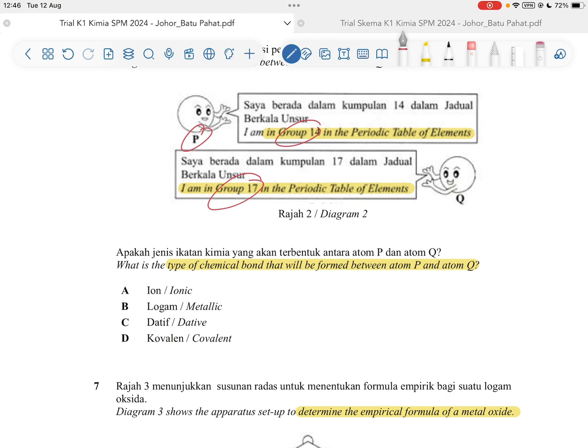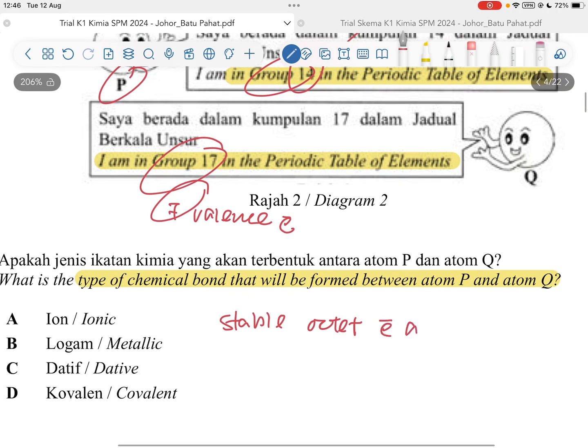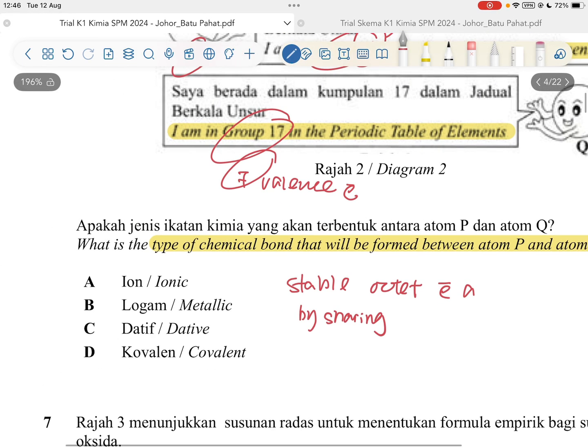So let us look at the electron arrangement first. We know that group 14 has 4 valence electrons, while group 17 means that the element has 7 valence electrons. So for your information, with 4 and 7, they can only achieve a stable octet electron arrangement by sharing of electrons. So the answer is D.